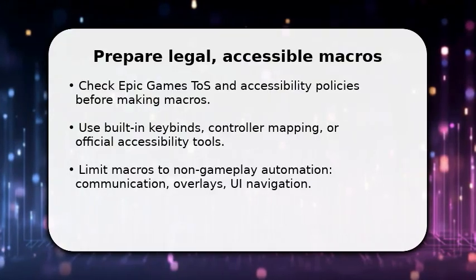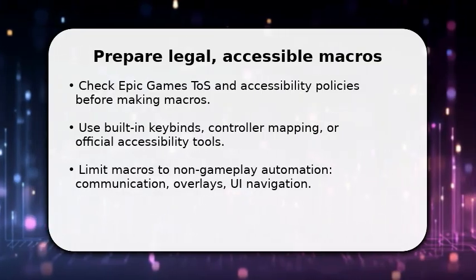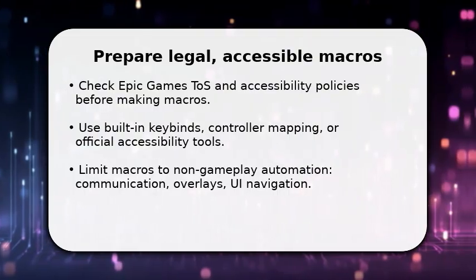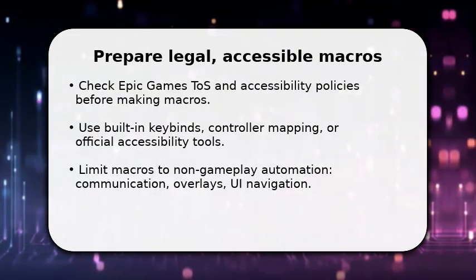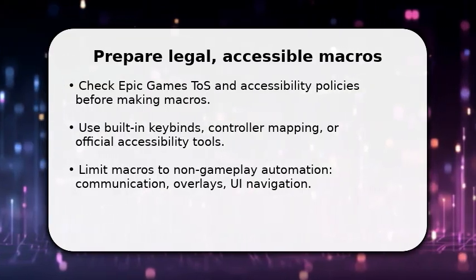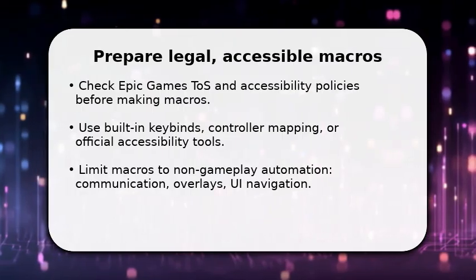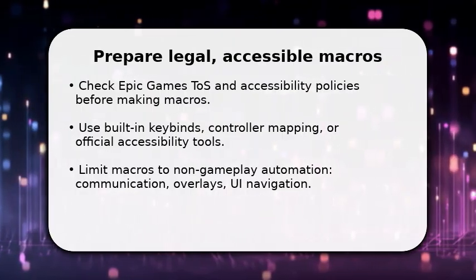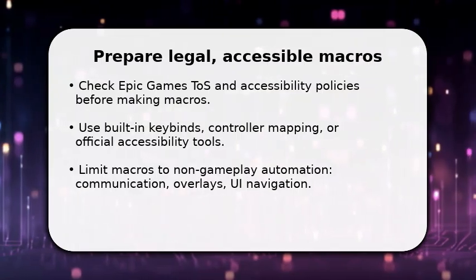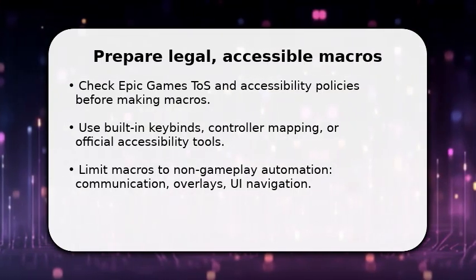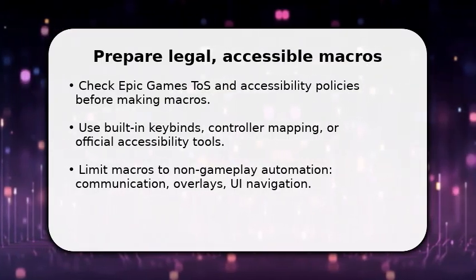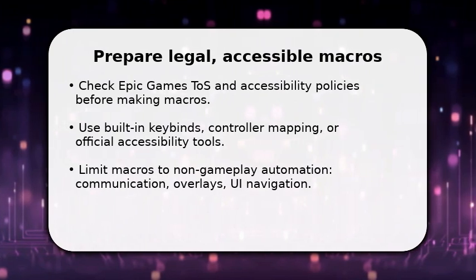You start by confirming rules. Check Epic Games' terms and accessibility guidelines because responsible use matters. Once done, set up only permitted tools, built-in keybind remapping or official accessibility software, so you avoid automating core gameplay. Make sure to restrict macros to helper tasks like quick chat phrases, HUD toggles, or controller dead zone adjustments, and not to actions that would press multiple gameplay inputs automatically. This keeps your account safe and preserves fair play for everyone.